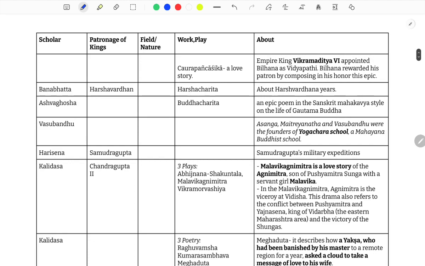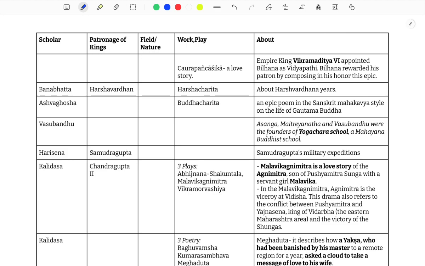Banabhatta, very easy. He was the scholar under the patronage of Harshvardhan, and wrote Harshcharita about Harshvardhana. Ashwaghosha wrote Buddhacharita, an epic poem in Sanskrit, Mahakavya style, on the life of Gautam Buddha.